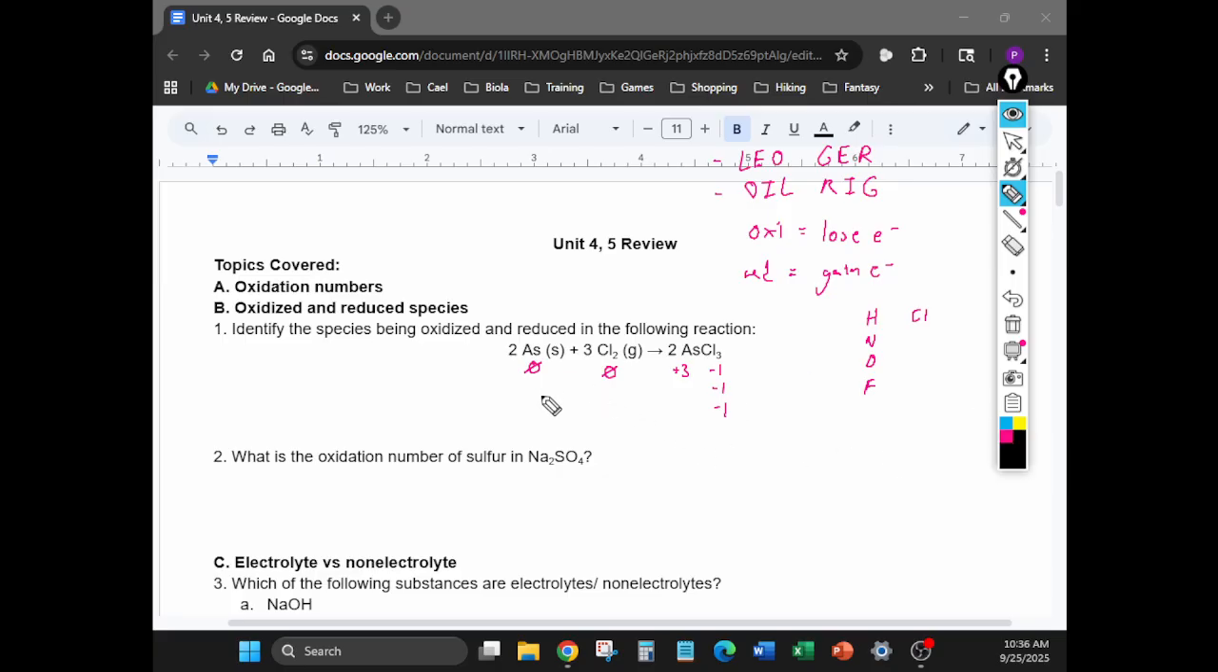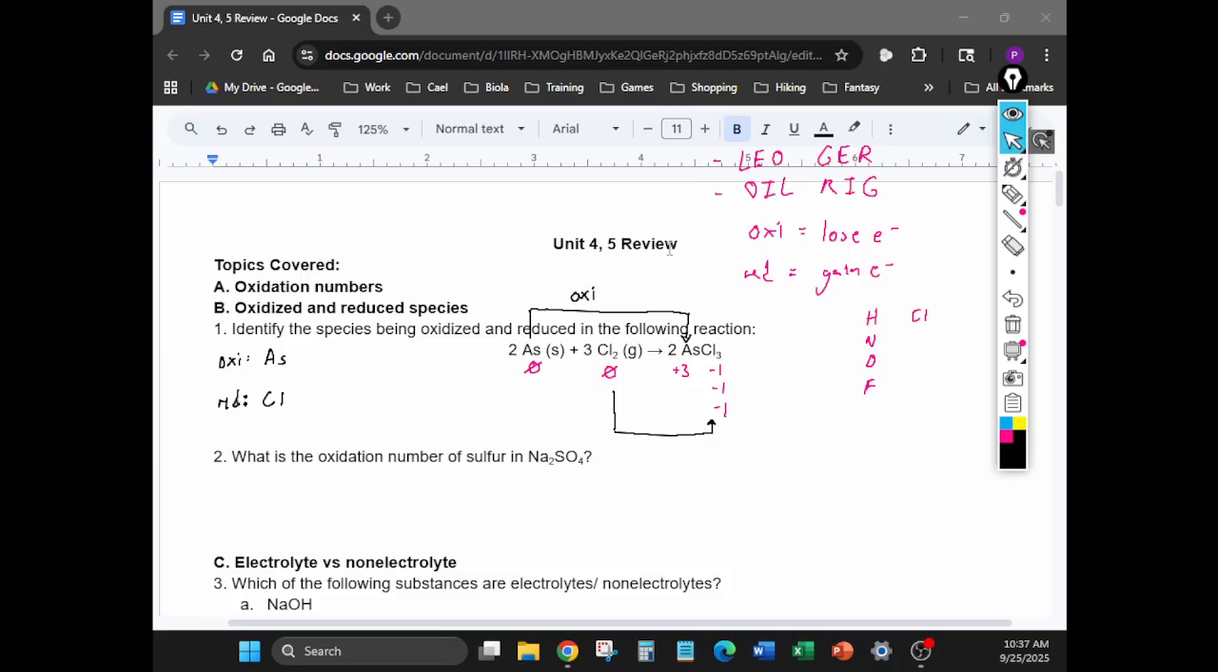All right, so we're going to see how the oxidation numbers change. If we look at As, it went from 0 to +3. That means it became more positive, which means it's losing electrons. So this is the one that is oxidized. The oxidized species is As. And then Cl goes from 0 to -1, so it becomes more negative. That means it is gaining electrons, so Cl is the one that is reduced.